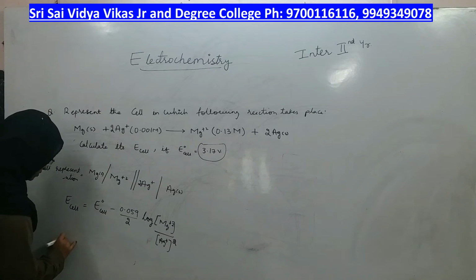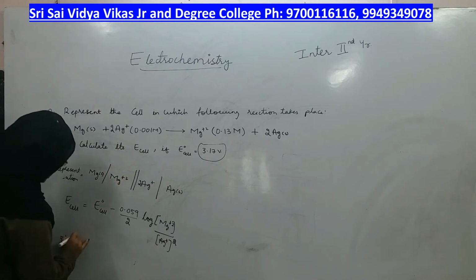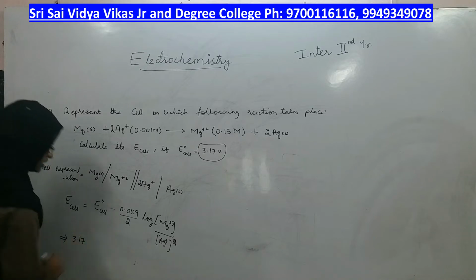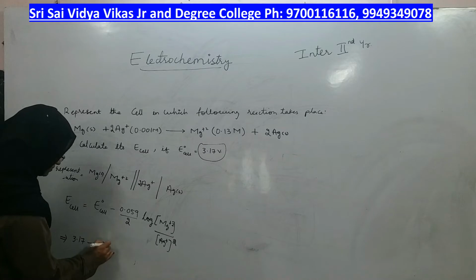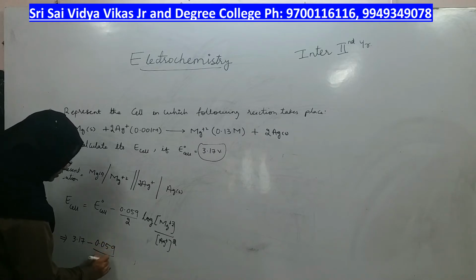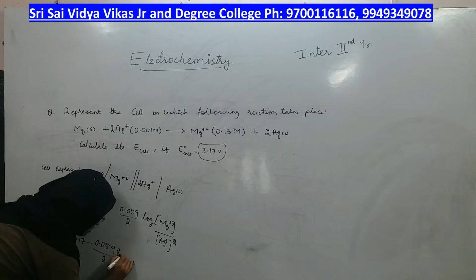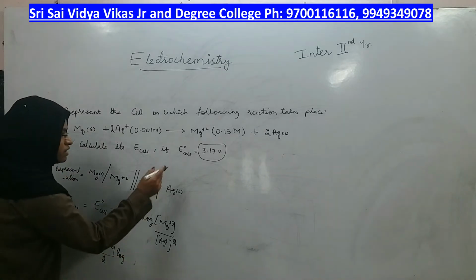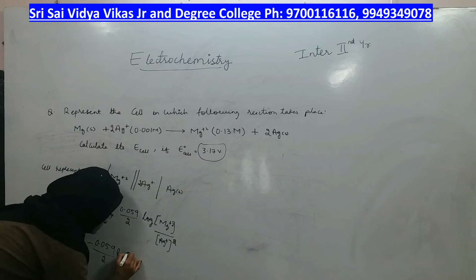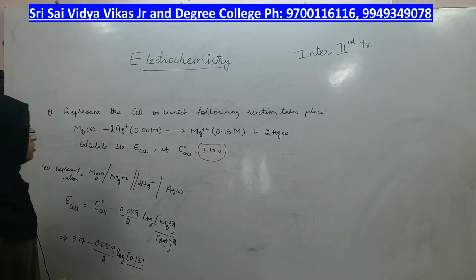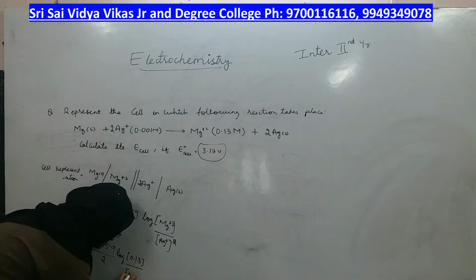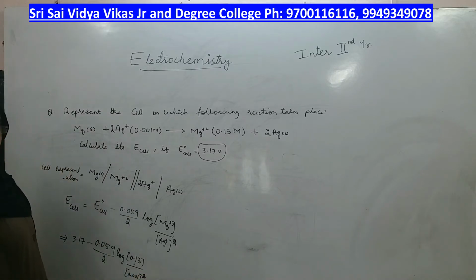E cell, do you know? You don't know. E0 cell value is already given as 3.17 minus 0.059 by 2 log of the magnesium ion concentration, which is 0.13, and the silver ion concentration is 0.001, power 2, right, whole square it is.